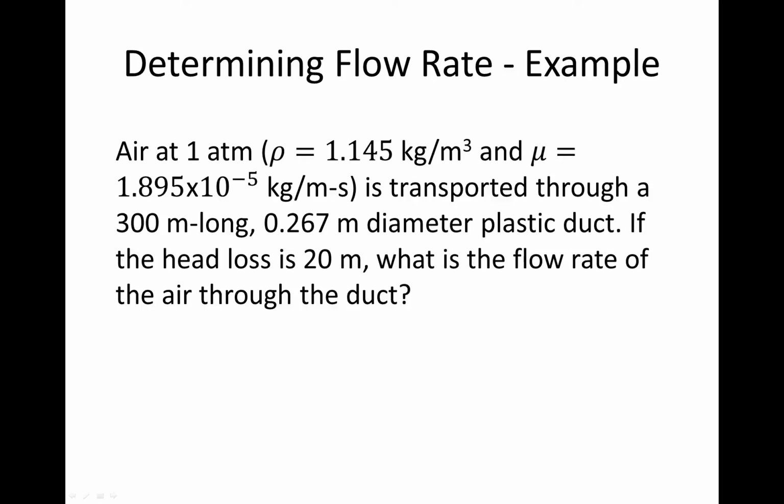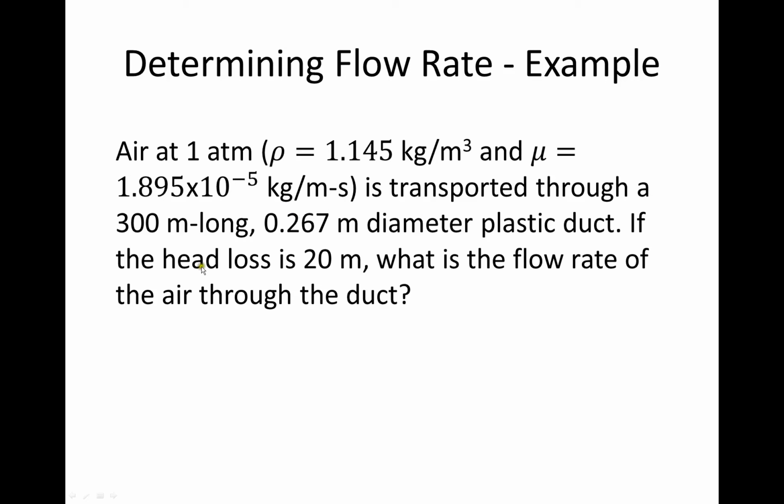In this problem, we're going to look at an example of determining the flow rate, which is a problem of the second kind. In this example, we're going to look at air at 1 atmosphere that's transported through a 300-meter long section of duct with a given diameter, and this is the diameter of the duct that we determined in the previous problem where we looked at what was the diameter that was required for a given head loss.